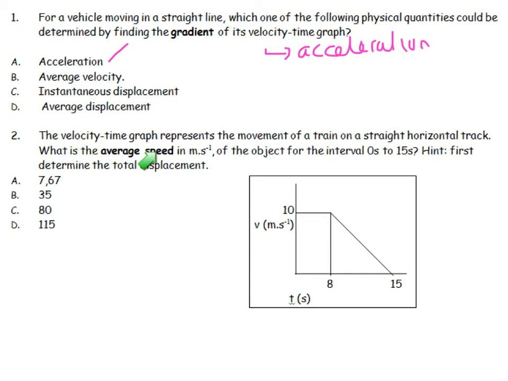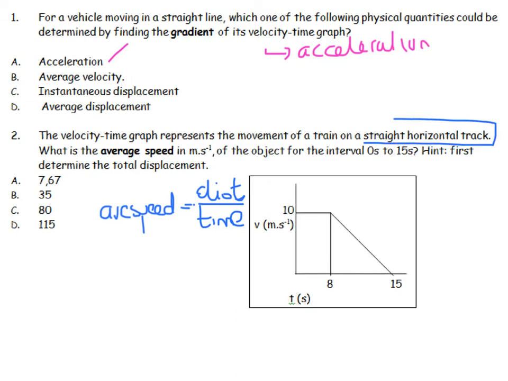The velocity time graph below represents the movement of a train on a horizontal track. What is the average speed in meters per second of the object from 0 to 15? Well, let's first look at average speed. Average speed is equal to distance divided by time. So we need to first work out the displacement or the distance. Remember, this object is going on a straight horizontal track, so the distance and the displacement are the same thing.